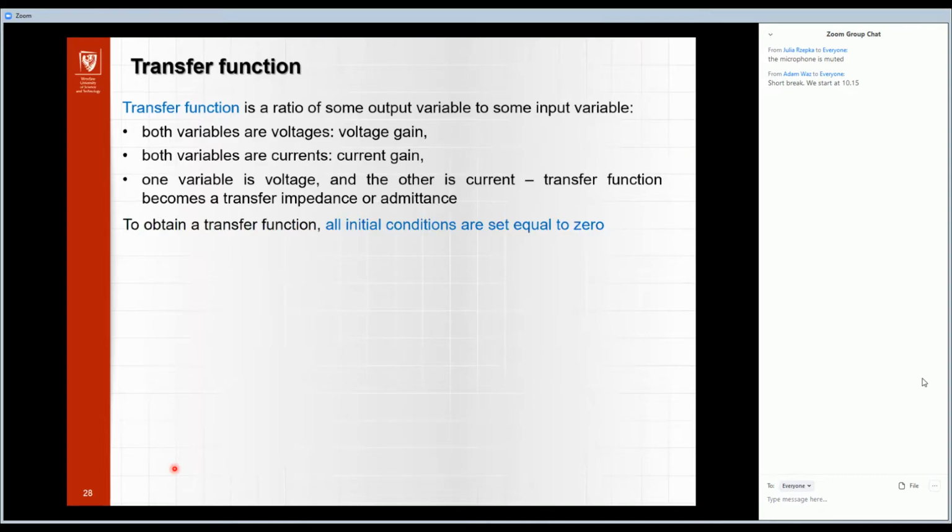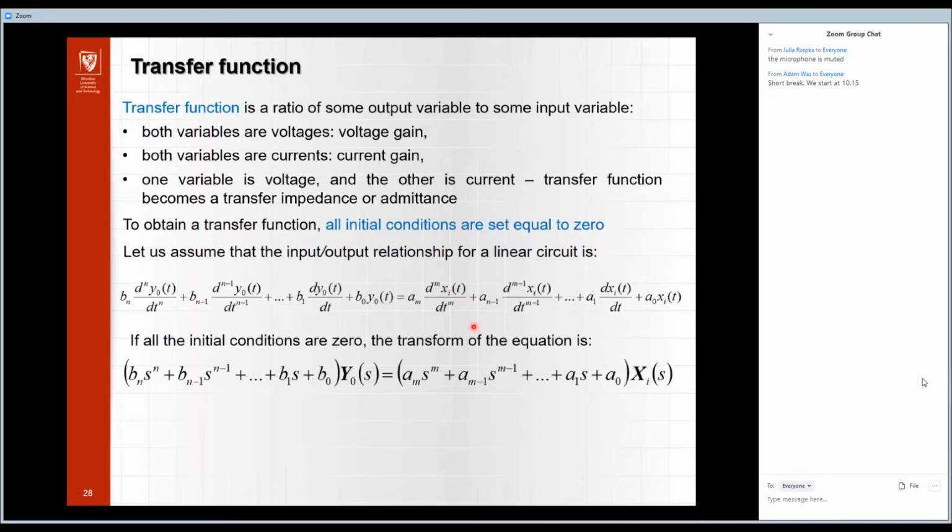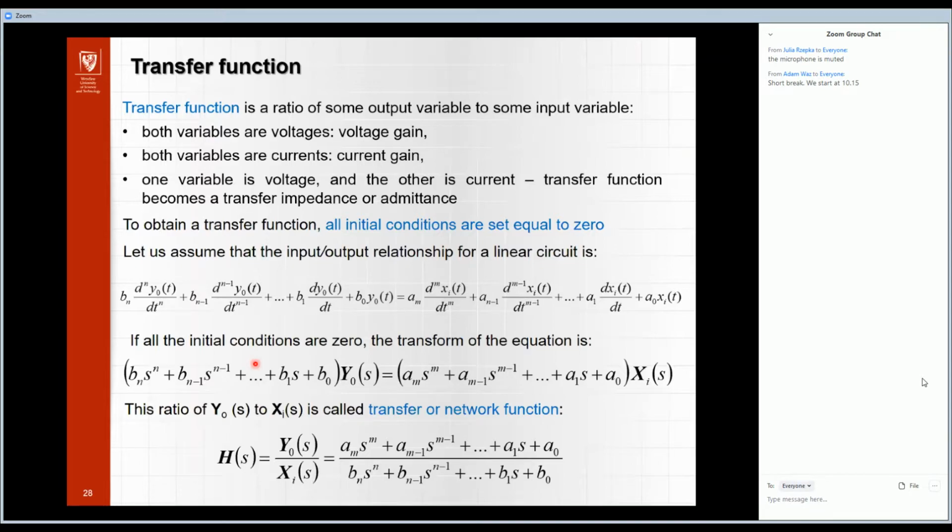Important information: to obtain a transfer function, all initial conditions are set equal to 0. So the transfer function is for initial conditions equal 0. And let's assume the input-output relationship for a linear circuit. So we have the differential equations, with parts connected with output with letter O and parts connected with the input with letter E, and because all the initial conditions are 0, we transform the equations into S domain. As a result, we obtain the ratio of two polynomials connected with the input and output.